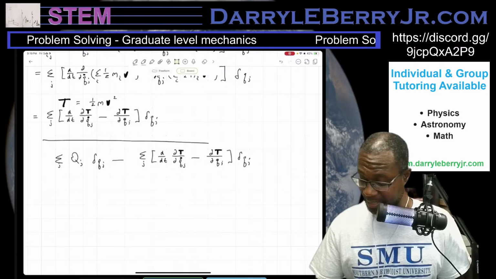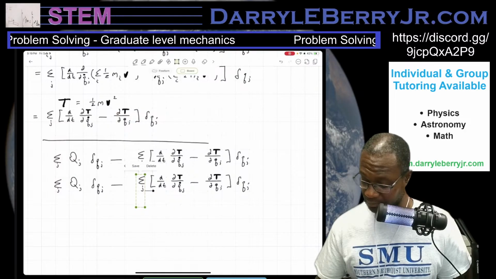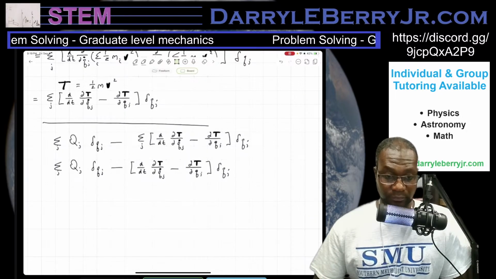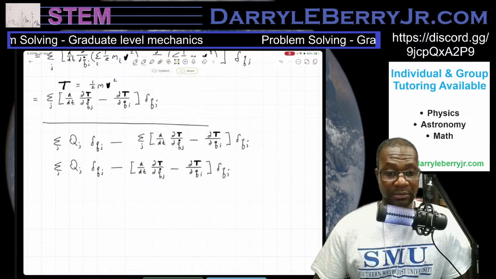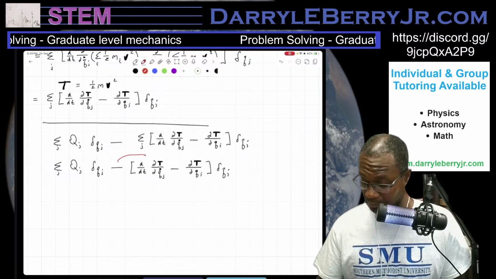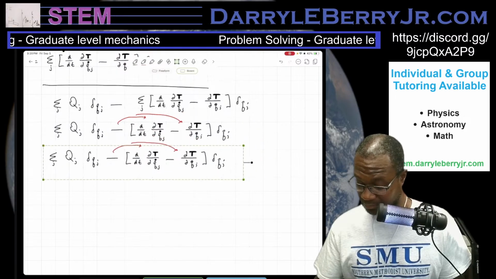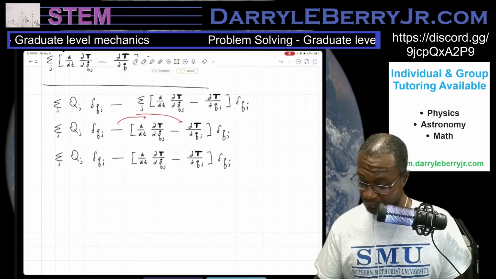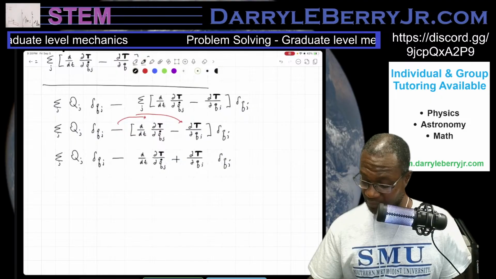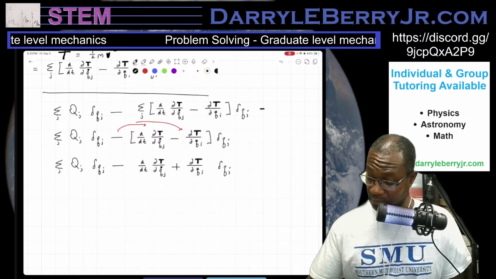We can further simplify this by combining the summations, since both of them are summed over j. And we can further simplify this by distributing the negative. So the negative here will be distributed over everything. If I copy this down and distribute the negative, basically I would have minus this, and I would have plus that. You can see how that goes. And by the way, all of this still equals 0.